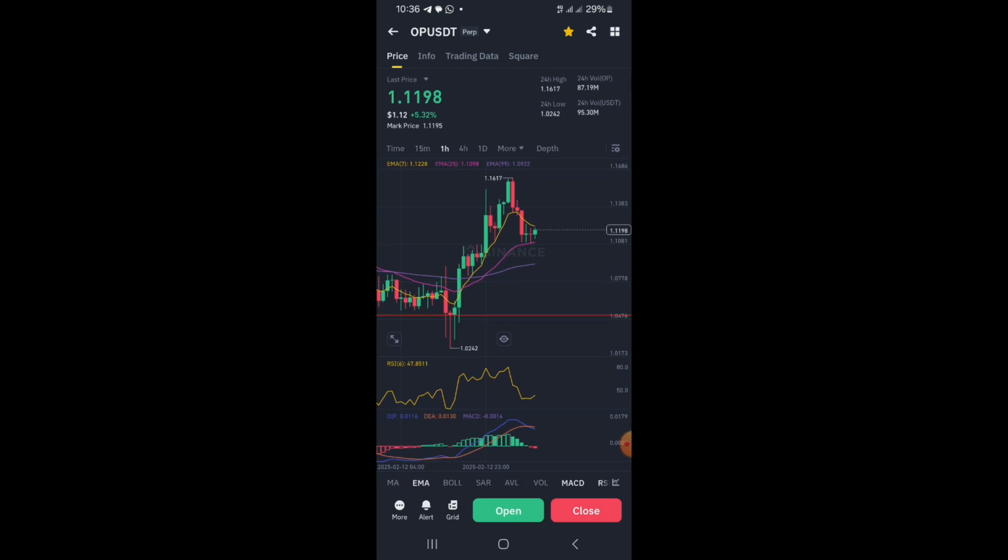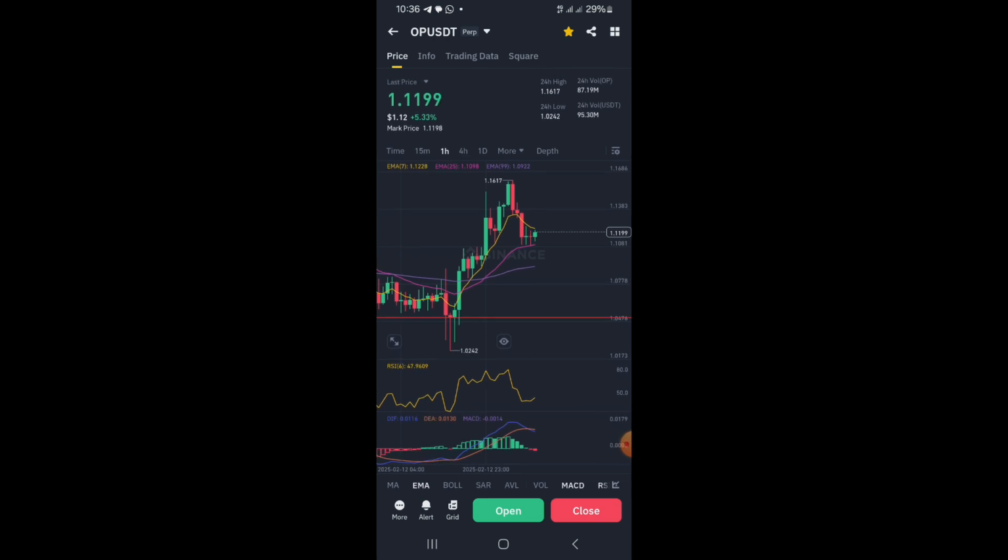Now, this is the question I want to ask you. You see this EMA7, they wrote a number there, 1.1228. You see this EMA25, they wrote 1.1099. You see EMA99, they wrote a number there, 1.0922. What is the meaning of all these numbers and what can you use these numbers for?